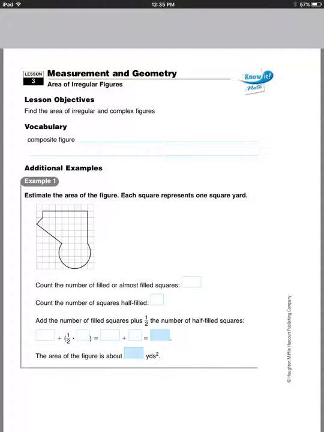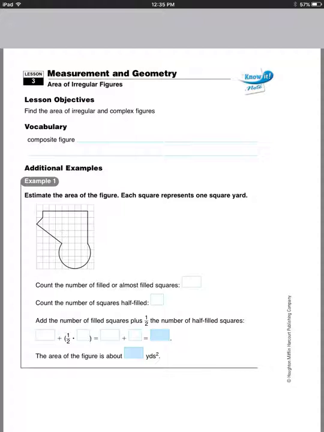Okay, today we are finding the area of irregular and complex figures. So we need to know what a composite figure is. A composite figure is a figure made up of simple geometric shapes. Like it could be a figure that's a rectangle with a half circle on the end, okay? Or a house is a rectangle. When you draw it, you have a rectangle and a triangle, unless you're like all cool and three-dimensional.